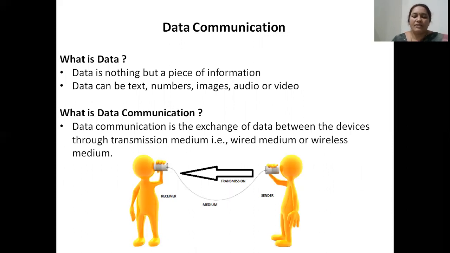Next, let us understand what is data communication. Before we understand what is data communication, we need to understand what is data. Data is nothing but a piece of information. The main purpose of two users connecting to a network is to exchange some data in between them. What sort of data can they exchange? They can exchange text, numbers, images, audio, or video.